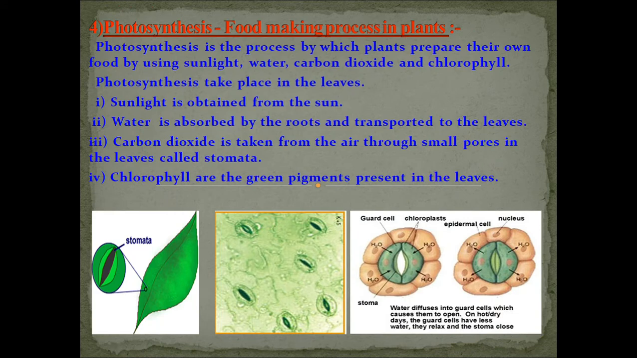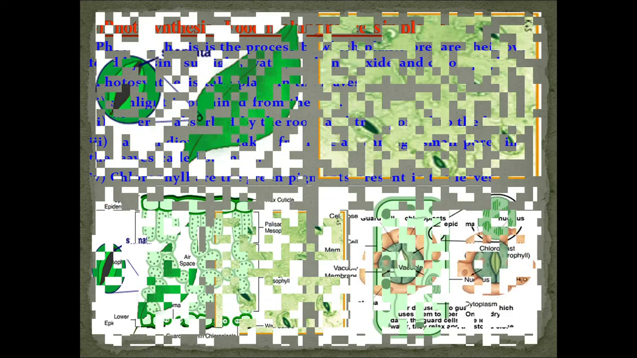Photosynthesis, the food making process in plants. Photosynthesis is the process by which plants prepare their own food by using sunlight, water, carbon dioxide, and chlorophyll. Photosynthesis takes place in the leaves. Sunlight is obtained from the sun. Water is absorbed by the roots and transported to the leaves. Carbon dioxide is taken from the air through small pores in the leaves called stomata. Chlorophyll is the green pigment present in the leaves.